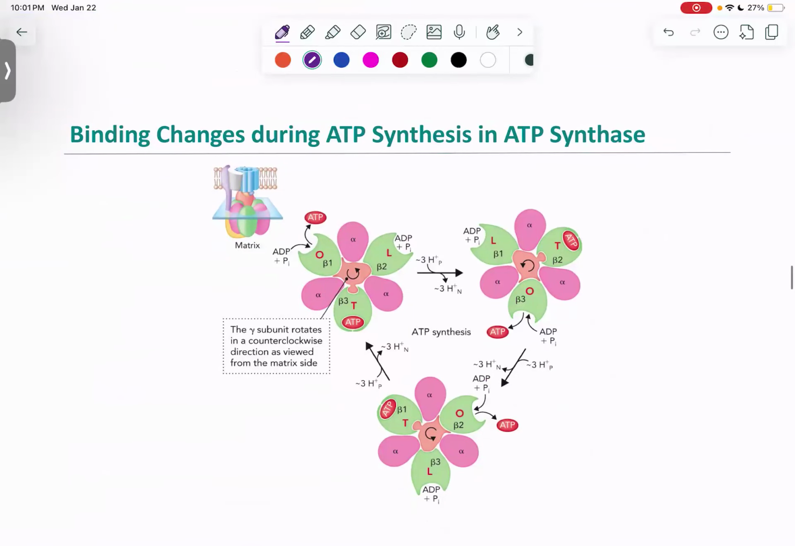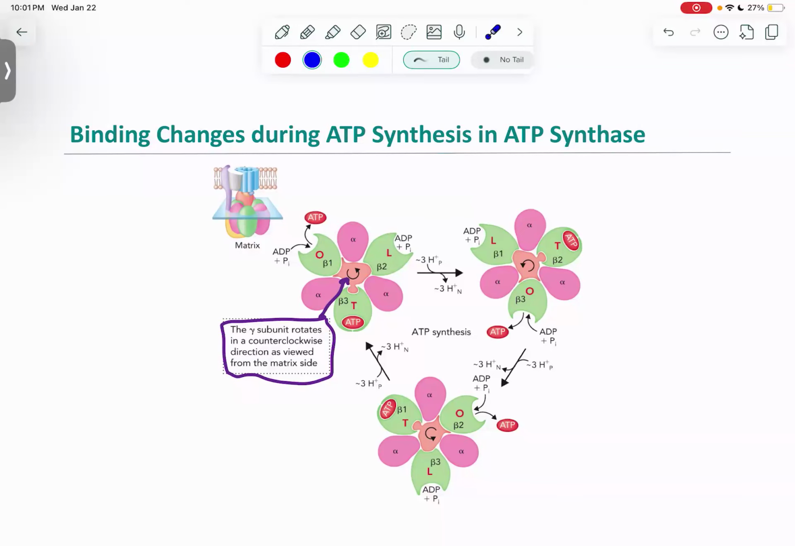Okay, so now we're going to look at the same mechanism, but from a different angle. Now we're looking up at it as if we're standing in the matrix and looking up, right? If you look at this arm, this is our gamma subunit. And what we can see in our gamma subunit is that it's not perfect, right? It's not just a stick down the middle. You have these different ways that it's interacting with the beta subunits, and this is what induces that conformational change.